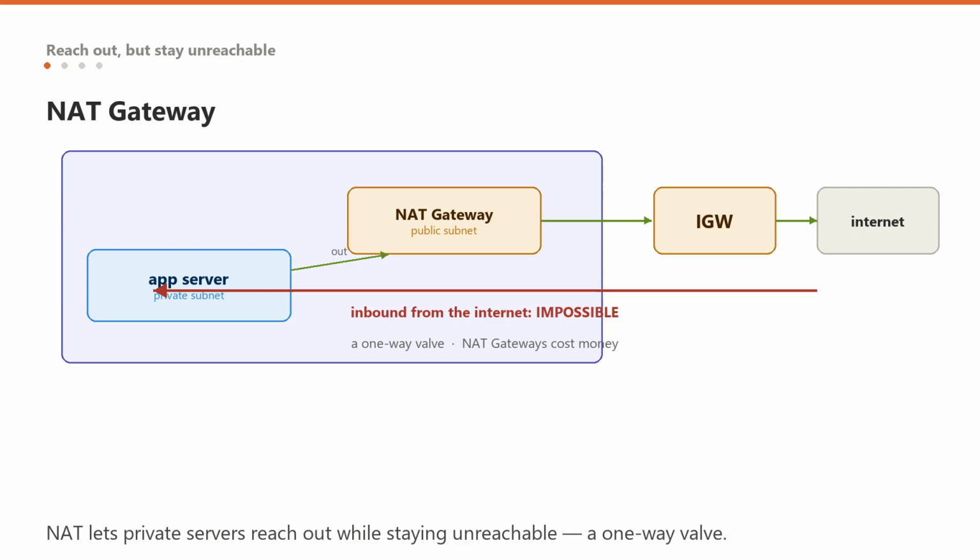The solution is a NAT Gateway, which stands for Network Address Translation. You place the NAT Gateway in a public subnet where it can reach the Internet Gateway. Then, in your private subnet's route table, you send 0.0.0.0/0 traffic to the NAT Gateway instead of the IGW. Now your private service can initiate connections out to the internet and the responses come back, but nothing on the internet can ever initiate a connection in. It's a one-way valve. One warning for real projects: NAT gateways are not free, and they are a common source of surprise AWS bills.